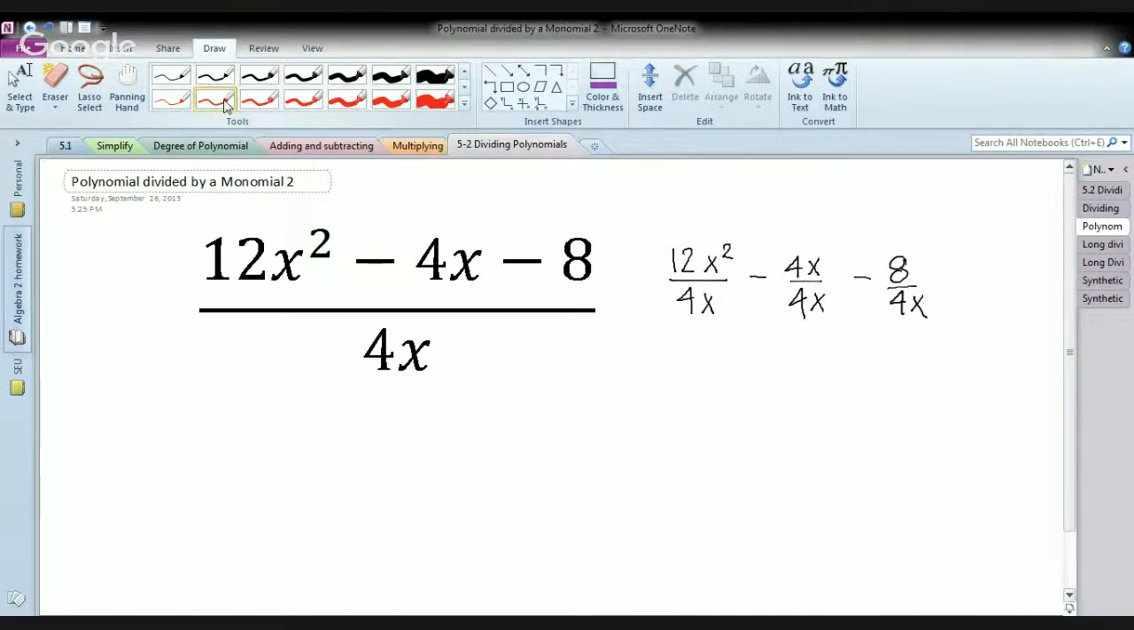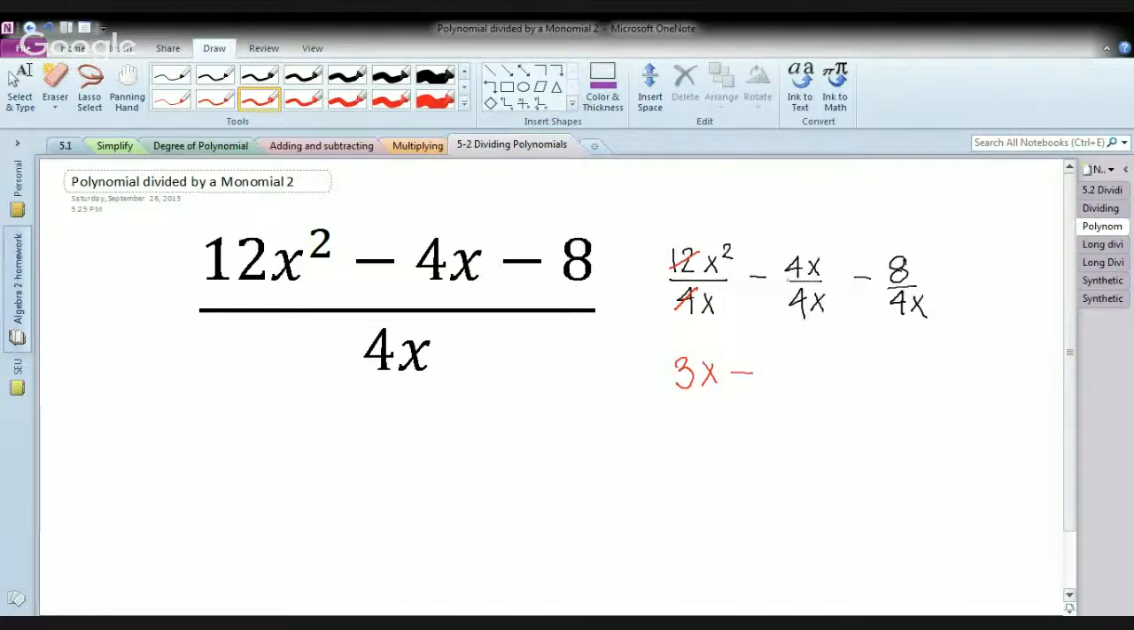Okay, so I'm going to start with my numbers. So 12 divided by 4. Here, what we're really doing is dividing the top and the bottom by 4. So the 4 divided by 4 is going to cancel. 12 divided by 4 is 3. 2 minus 1, we're just left with an x.